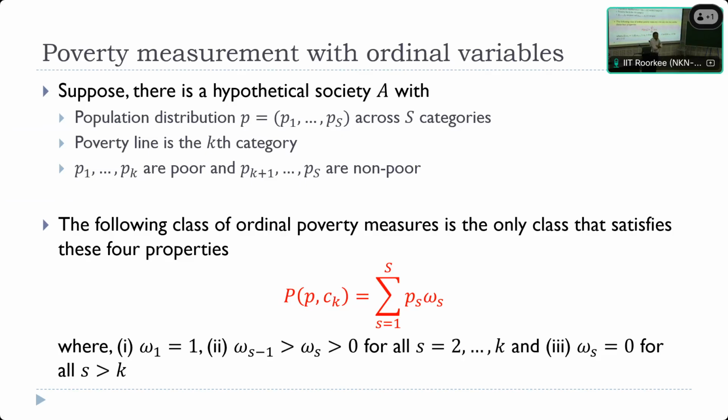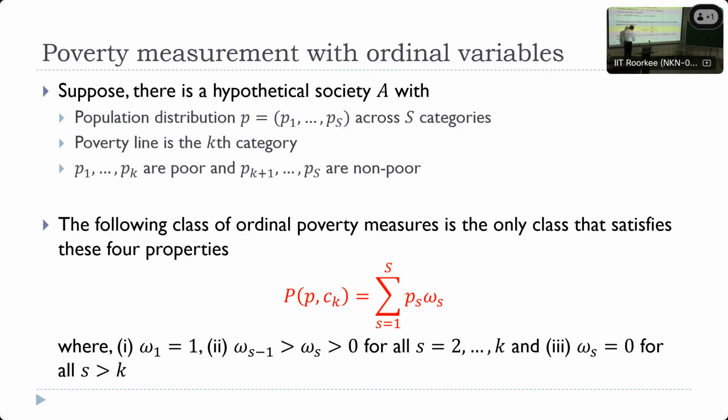No complications. Now the question is, what are these weights? It turns out the weight on the poorest category should be equal to 1. Because if this is 1 and you have only one category of deprivation, then your poverty measure is just equal to P1, which is the headcount ratio. And then for the subsequent categories, as you go, the weights just have to be lower and lower.